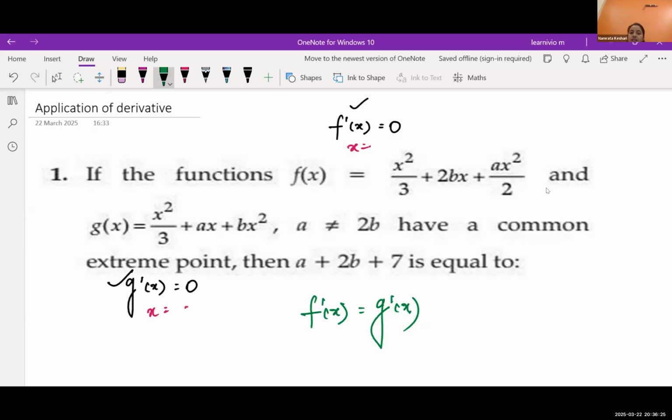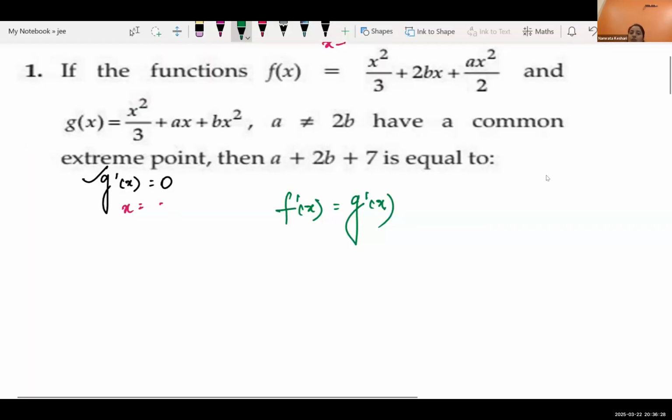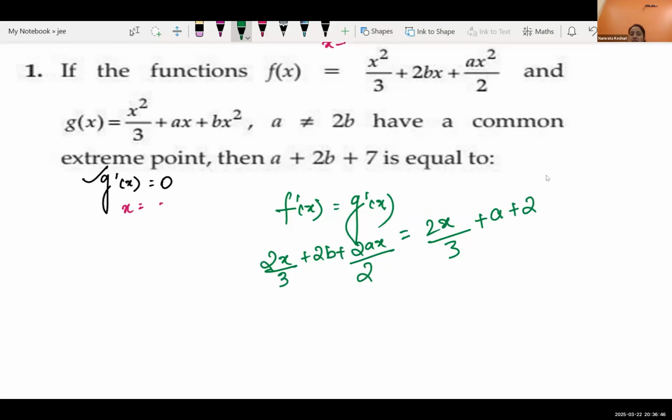So if we take f dash x, it will be twice x over 3, plus 2b plus 2ax by 2. And what about g dash x? It will be twice x by 3, plus a plus 2bx, right? We can see this twice x by 3 and twice x by 3 gone. 2b is there, a is there. Here 2 gone. Here 2bx was there.